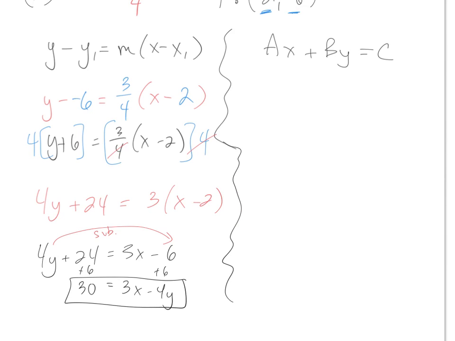So that's point slope turned into standard. Let's go right to standard form. If it's in standard form, remember that -a over b is the slope. So if our slope was 3/4, we could call either a or b negative.